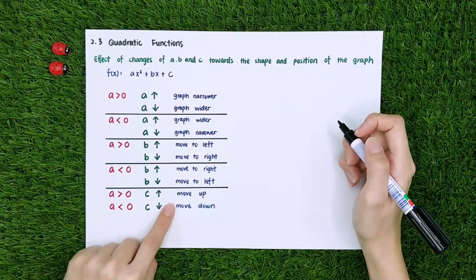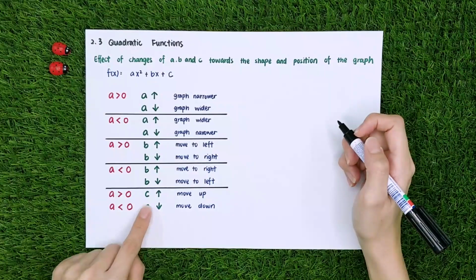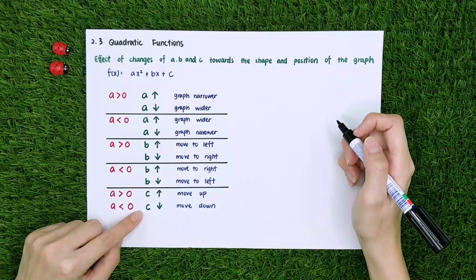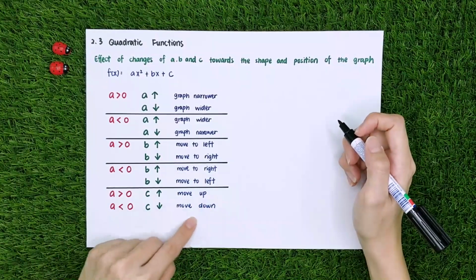The last part is when coefficient c has some changes. If c is increased, the whole graph will move up. If c is decreased, the whole graph will move down.